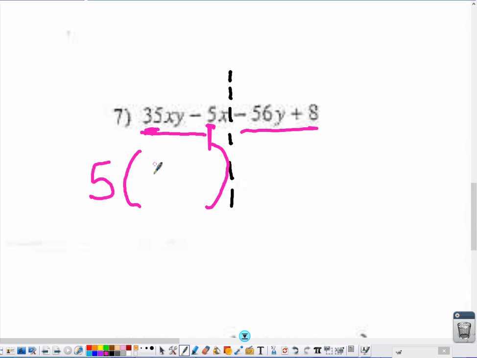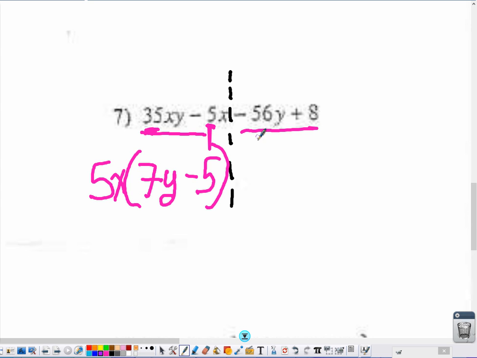35 divided by 5 is 7. And they also have an x in common. So I'm going to remove the x from this group, and I have a y left over. I remove the x from that group, and I'm left with minus 5.